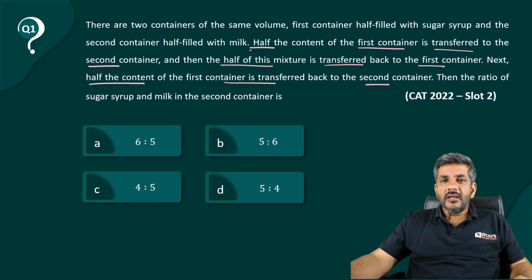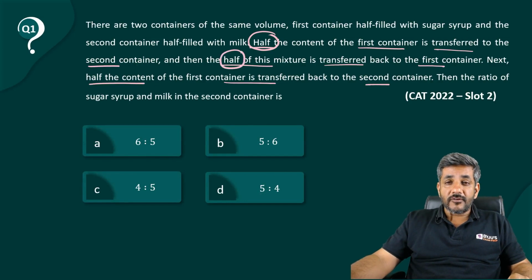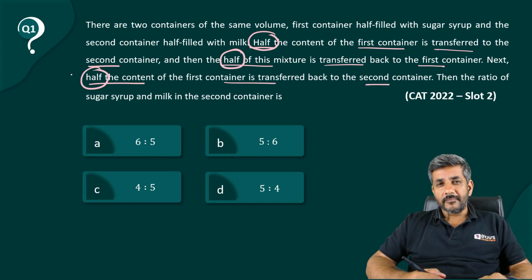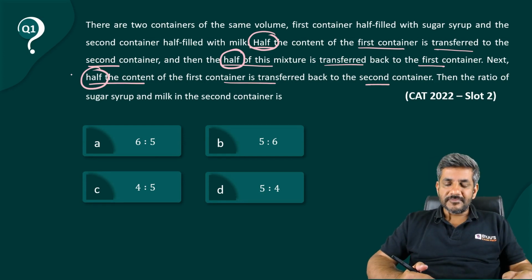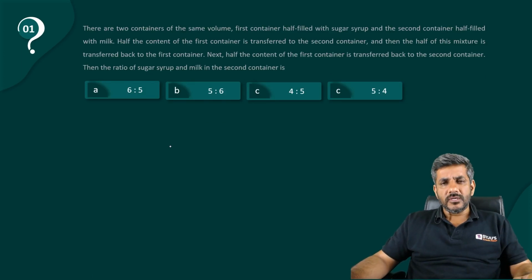Second, I have to transfer half of the contents to the second. Then I have to transfer half of that again. Then I have to transfer half of that again. So 3 times I have to halve this whole thing. How can we make our job easy? Let's talk about it. I'm writing it on this page now.